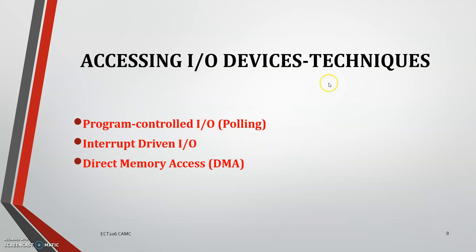Accessing an I/O device. There are three techniques to access an I/O device: program control, that is the polling method, interrupt driven, and the third one is direct memory access.